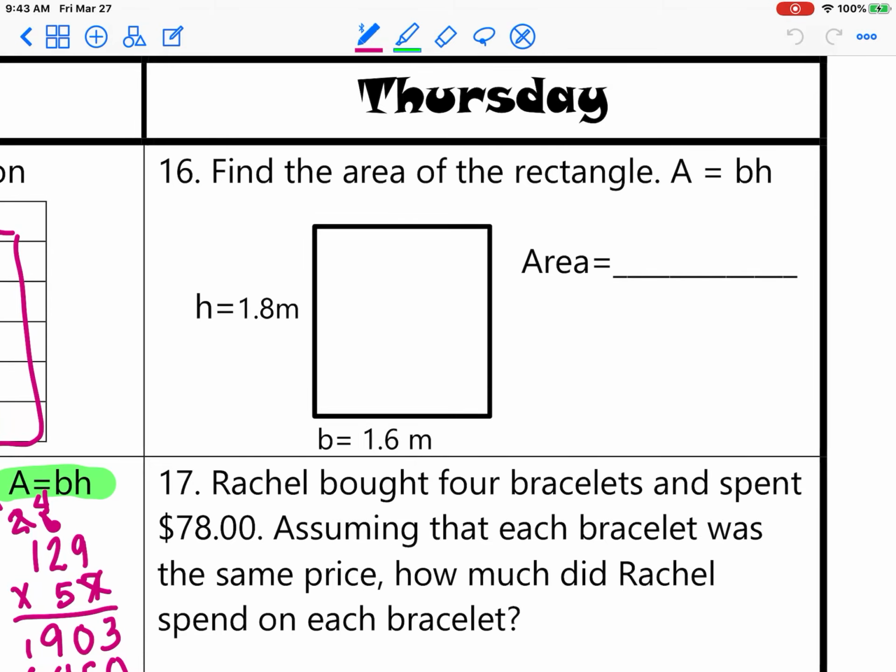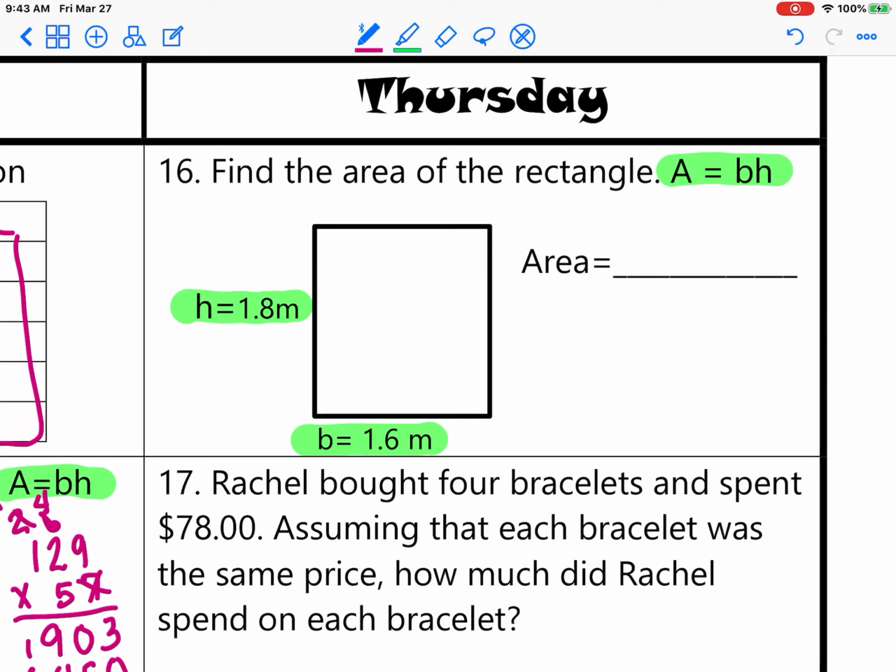Here we go. It says find the area of the rectangle. And again, I'm giving you the formula for area of a rectangle. It's base times height. We used to say length times width, but they mean the same thing basically. So we switched it to base times height. I gave you the height of 1 8/10 meters and the base of 1 6/10 meters. I'm sorry, they're both meters, aren't they?